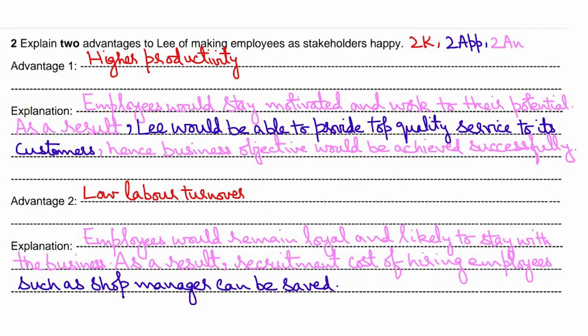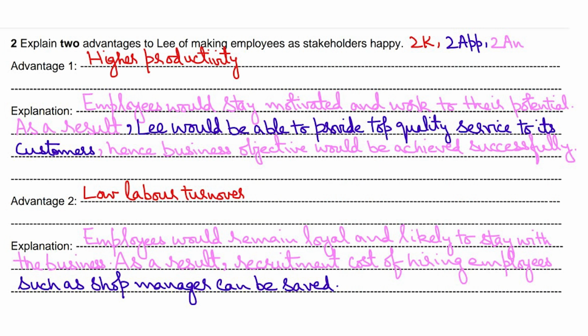Why I colored it blue? Yes, you are right. This is application. While I am building my argument, I found out that yes, there is an important information which I could use as application. So I wrote that. Okay, hence business objective would be achieved successfully. So I showed the impact that I started with higher productivity. I built my argument and I ended by saying that it would make the business successful in achieving their targets. So I'll get 1 for knowledge, 1 for application and 1 for analysis. Then low labor turnover, the second advantage, knowledge.